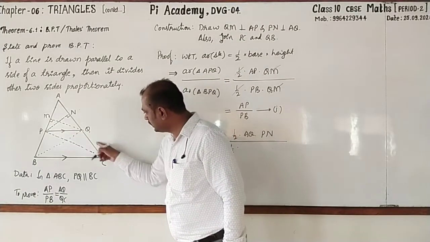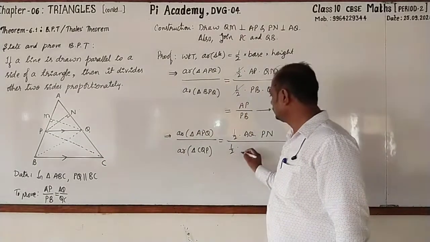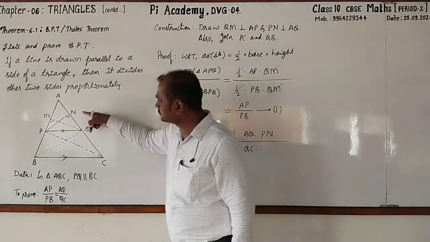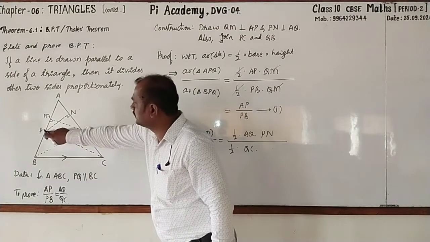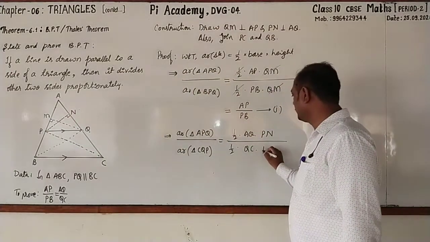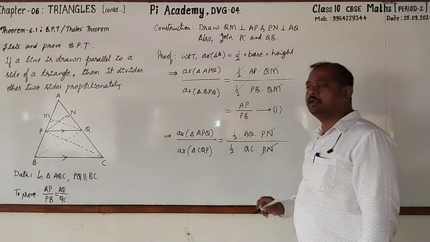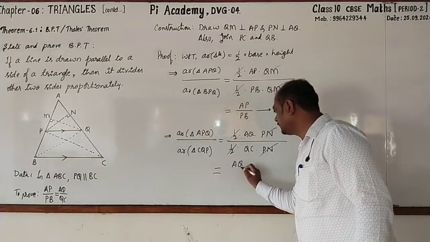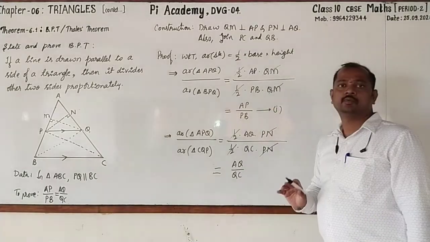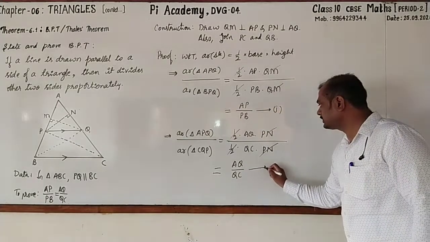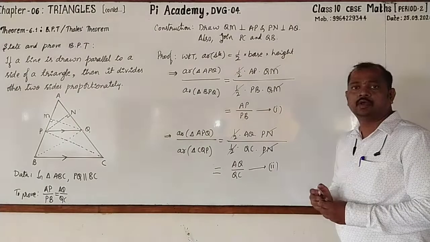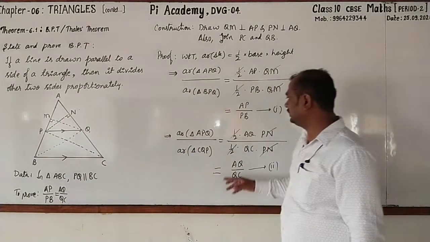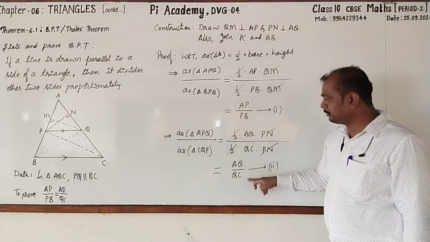Half into CQP into base, base is QC, and height is, again, since it is obtuse, the height will be PN. Here also PN and PN get cancelled, half and half get cancelled, remaining AQ by QC. Followed, you may call it as statement 2. Observe it. We are going to prove that AP by PB equals AQ by QC.